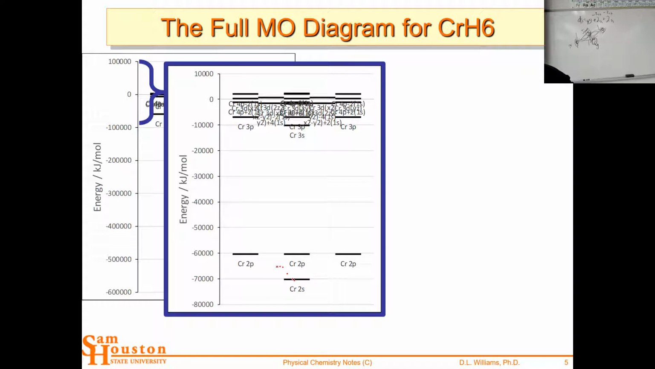And you see the 2s and the three 2p orbitals. Just like you would expect for that Aufbau filling scheme, the 2s by itself and then the three 2p's are triply degenerate. We have 2 electrons in all of those orbitals. But still so low, down at like 60,000 kilojoules per mole, we don't have any interaction with bonding. So these electrons in these orbitals really have no idea that there's hydrogens out there. They're not participating in bonding.